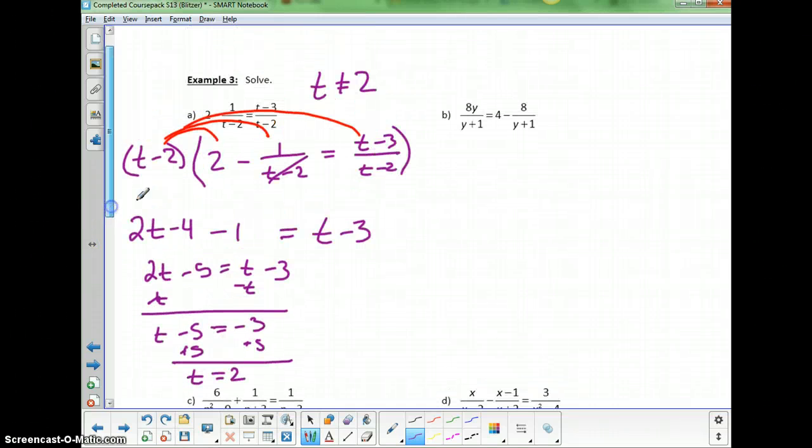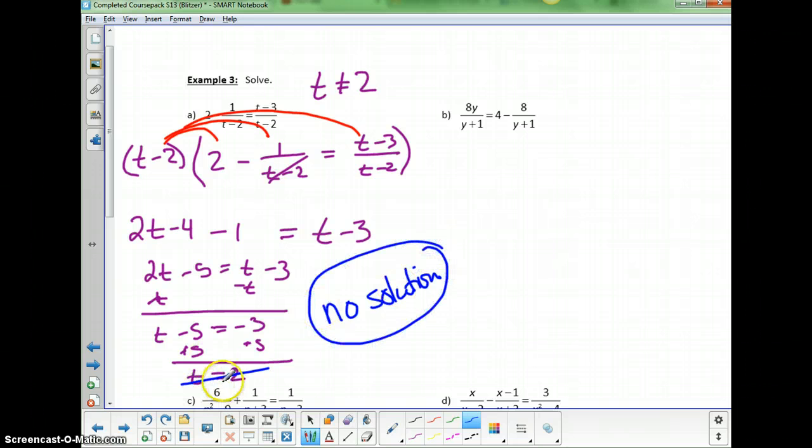But remember that t couldn't be 2. So my answer here is nope, that's the extraneous solution. Since I don't have an answer that isn't an excluded value, I have no solution. Because if you tried plugging 2 in, you would get, real quickly, when you plug it into this part right here, 1 over 2 minus 2 is 0, 1 over 0 is undefined. You can't check it, it's not going to work. Okay, so this problem has no solution.